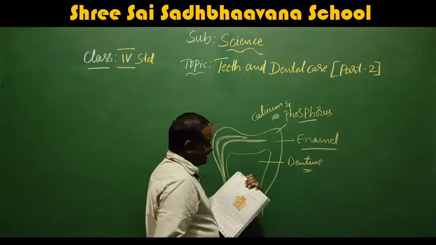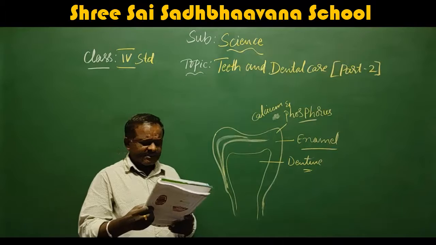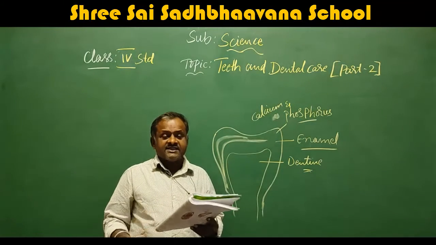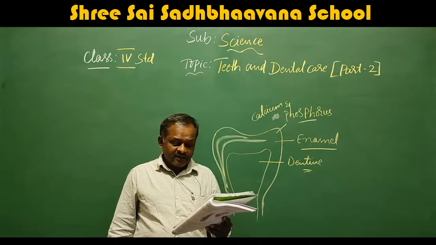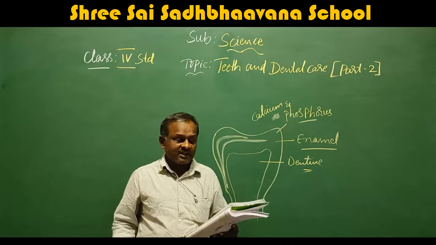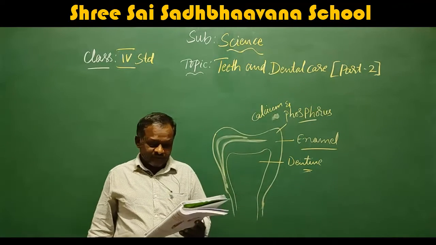This part is called the dentine. What is the function of this? Under the enamel lies the dentine. It makes up the largest part of the tooth.